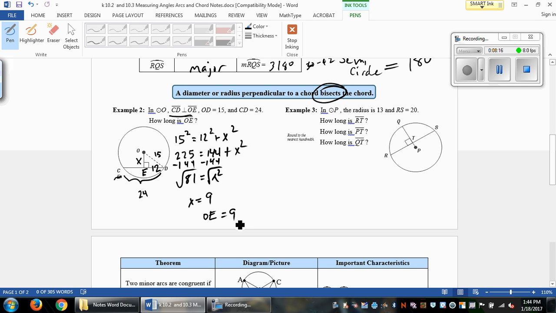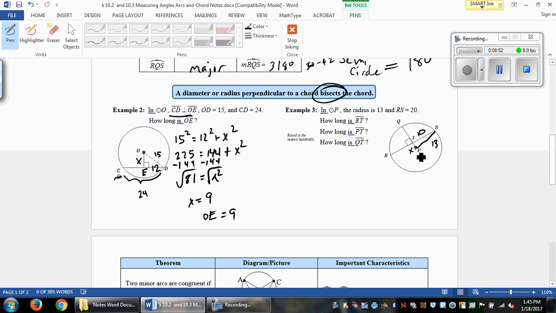Example 3 has 3 questions in one, but first let's go ahead and set up what we know. We know that we have a radius of 13, so QP is 13, but so is PS. So we have 13 there. And we have RS is 20. So that's the chord. It's bisected because of the perpendicular. So each one of these has to be half of 20, which is 10. So we're missing TP right there, which is X. And then we can find QT by subtracting 13 and X.